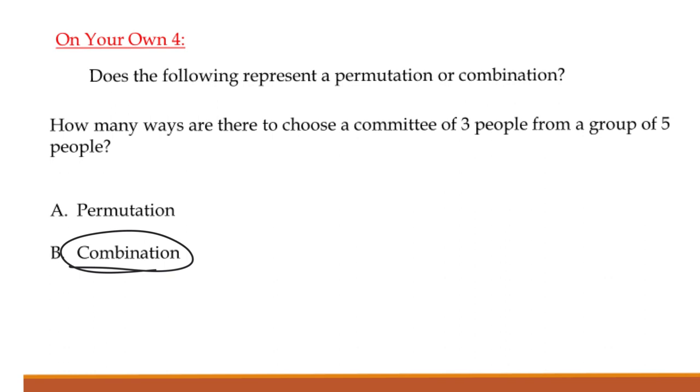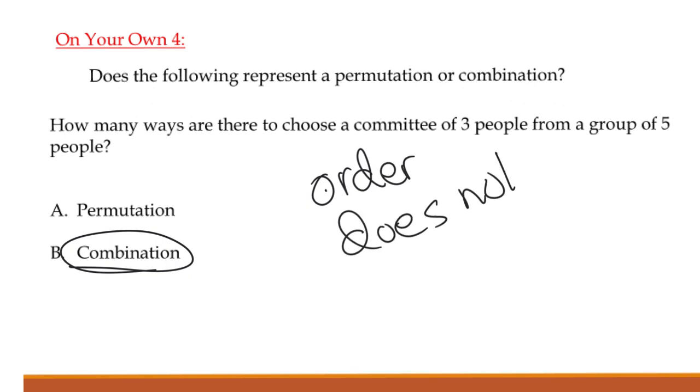All right, this is just asking, does the following represent a permutation or a combination? How many ways are there to choose a committee of 3 people from a group of 5 people? I'm going to do a committee of 3. They do not have a specific office or a specific job to do. I just want 3 people. Therefore, the order in which I pick does not matter. And since order does not matter, we know it is a combination.